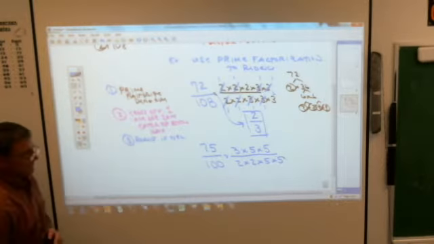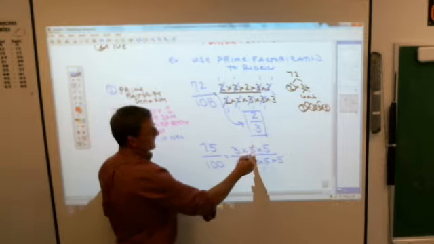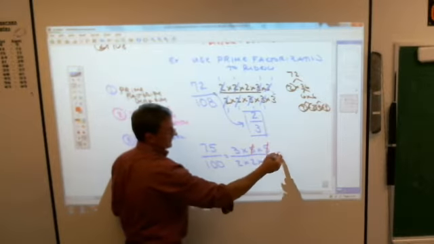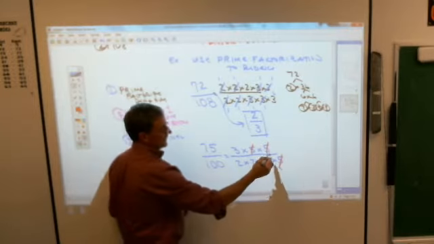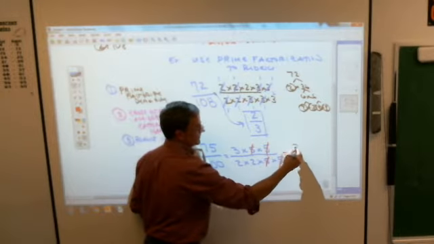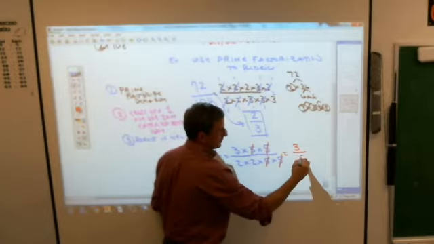If you can't do it that fast, then by all means take your time and do it the slow way. What's going to cross off? A 5 on top with a 5 on bottom, the second 5 on top with the second 5 on bottom. So remultiplying, the 3 stays on top, and on bottom 2 times 2 is 4. We remultiply.